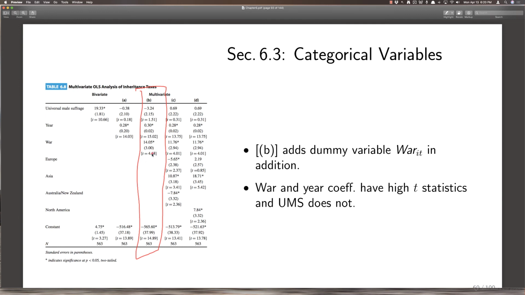So if we include it, what happens now that we include that variable? Well, notice we're still not statistically significant, right? So we didn't get it back, right? The problem here would be, oh yeah, year made it go away, but maybe I still have another omitted variable bias problem and I can't trust this. So now we've included war.